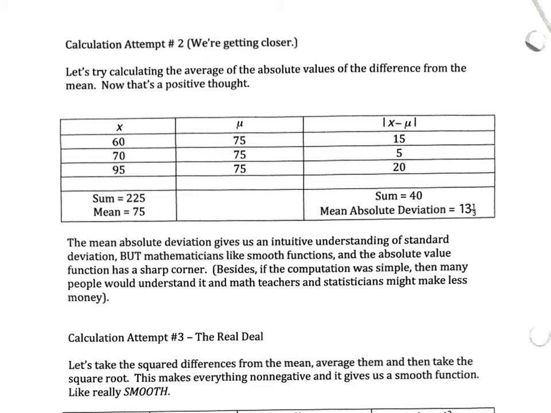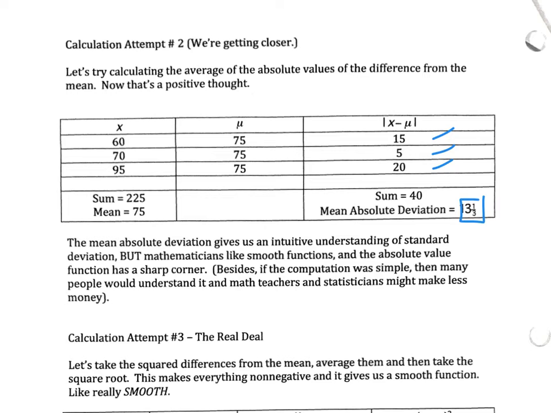So 60 minus 75 is negative 15, but the absolute value of that is 15. 70 minus 75 is negative 5, but the absolute value is 5. And 95 minus 75 is 20, and that's positive already. We add those up, we get 40. And if we take 40 divided by 3, it's 13 and a third. So that's a better estimate of the standard deviation of the three numbers, 60, 70, and 95, but it's not great. It's not perfect for reasons that are beyond the scope of this course.